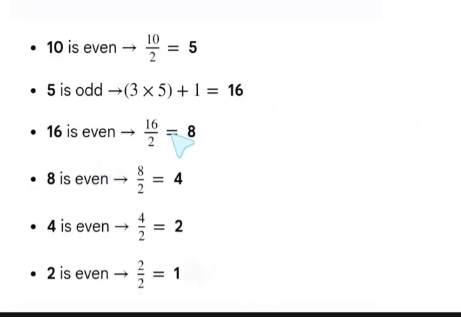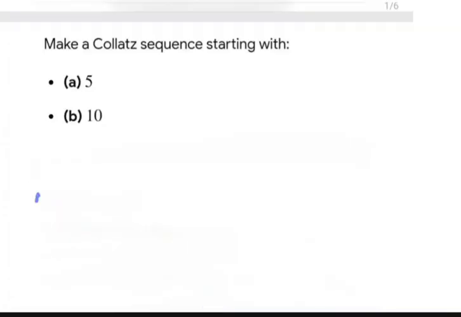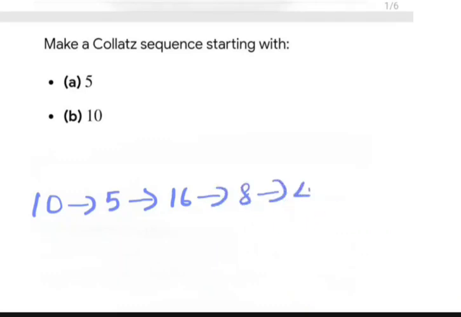16 is an even number, so divide by 2, we get 8. And 8 is an even number, so we can divide by 2. Answer 4, again an even number, so divide by 2, the answer is 2. Again 2 is an even number, 2 divided by 2 is 1. So we got the result. The steps are 10, then 5, 16, 8, 4, 2, and 1.